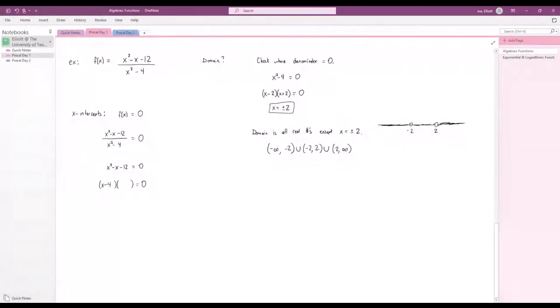Good. So you guys are going to be factoring a lot in your calculus classes. So definitely factoring is something that you want to be comfortable with, I would say. Okay. So for this problem, the x-intercepts would be at x equals -3 and x equals +4.